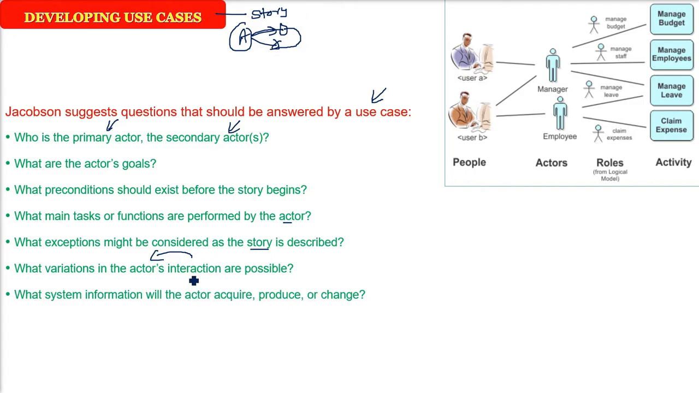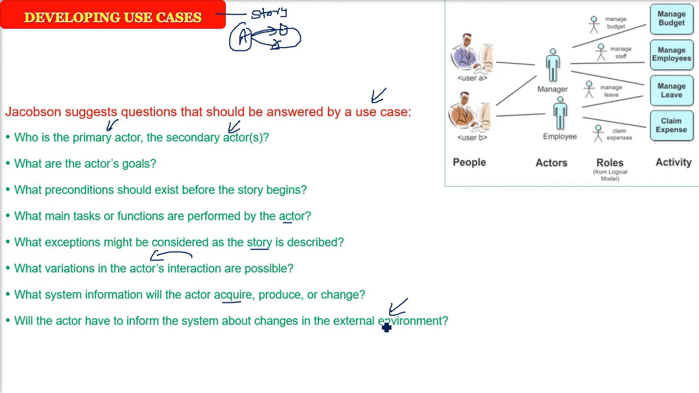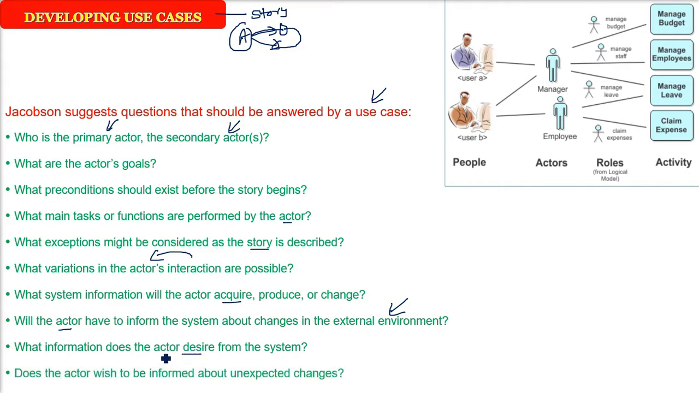When an actor is interacting with the software, what information is it going to acquire, produce, change? That is the information inflow and outflow, how it is going to take place. And if something in the external environment changes, will the actor be informed or not? How is he going to know? And what information does he actually require from the system? Does the actor wish to be informed about certain unexpected changes? So whenever we are talking about an actor in a use case, there are certain questions which Jacobson has said you need to know and answer.